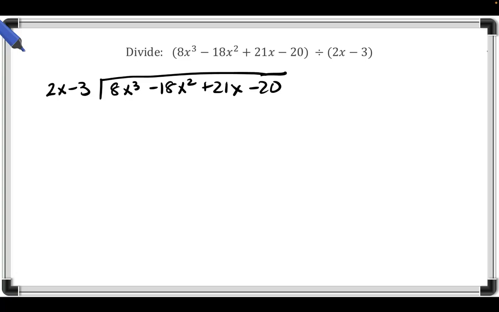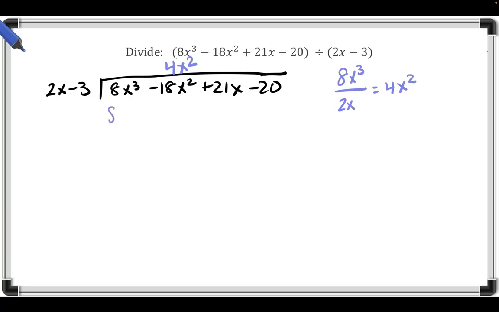All right, so now same thing, we're going to go ahead and divide. So I'm going to take my first term, that 8x cubed, and divide it by 2x, which is going to get me 4x squared. I'm going to put that right above and line it up with that x squared term. Now I'm going to multiply. I'm going to take that 4x squared and multiply it by my two terms that are in my divisor.